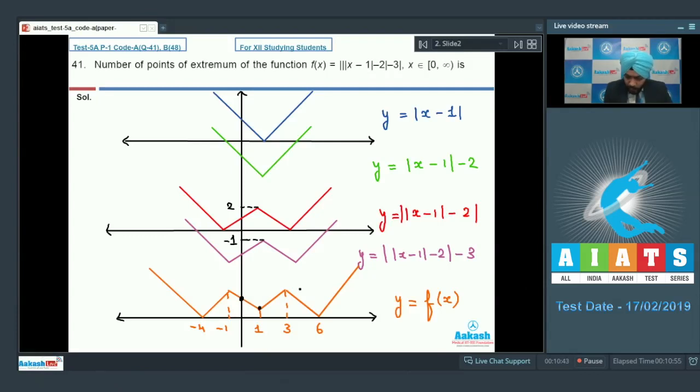So 1, 2, 3 and 4 points of extremum are there. So question number 41 is an integer type question with single integer correct. Answer of this question will be 4. There are 4 points of extremum in the interval closed 0 to infinity. Okay, let us move on to question number 42.